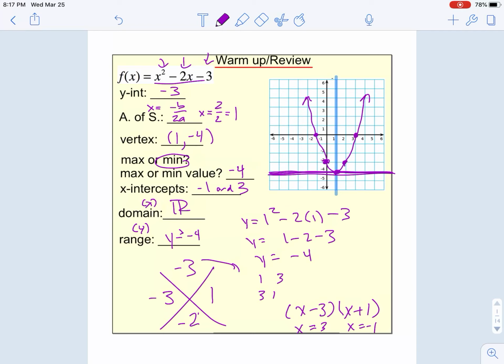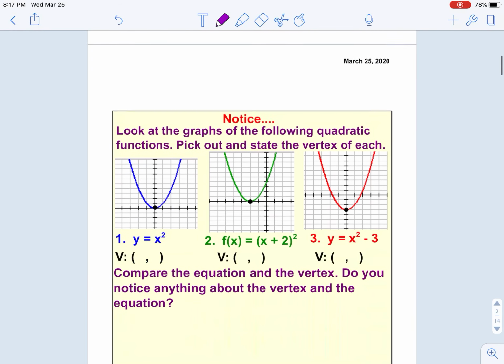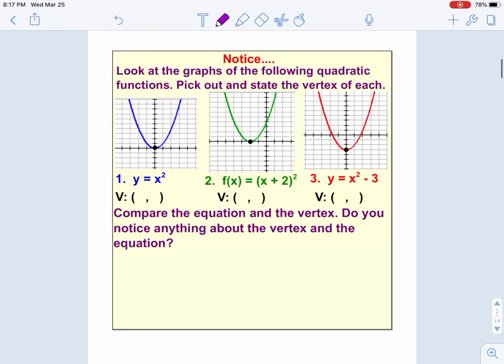All right. You knew that stuff, but I wanted to get you back into the mindset. So let's look at some new stuff. All right, we are going to look at these 3 different graphs, I apologize. The blue one, y equals x squared, just a very normal, boring parabola, right? Just our standard parabola. And it's asking us here, where is the vertex of this? Okay, well, the vertex is right here. That's just right there at 0, 0.